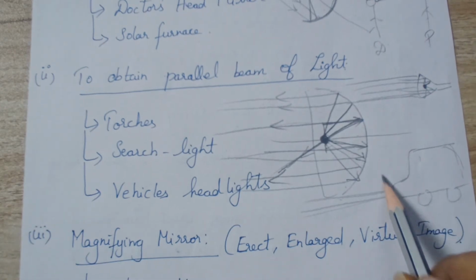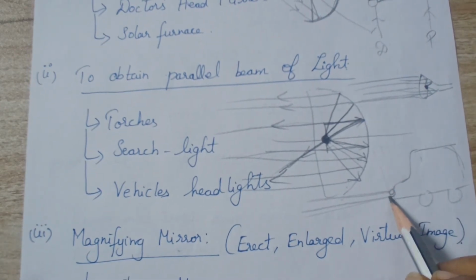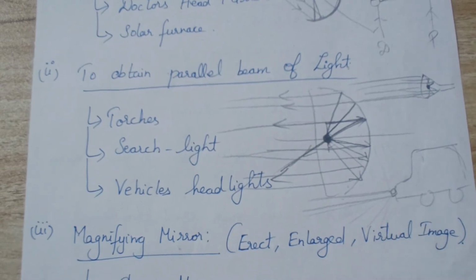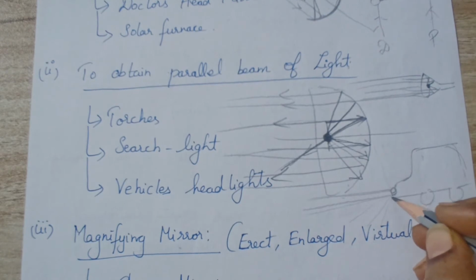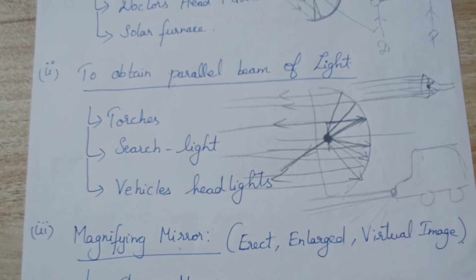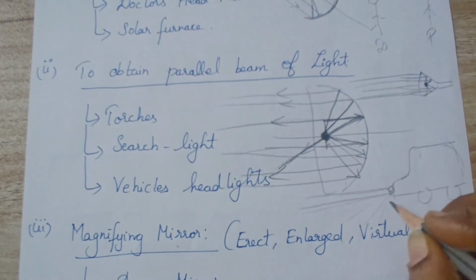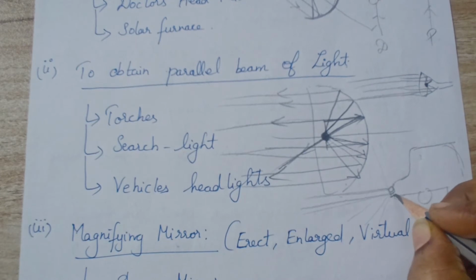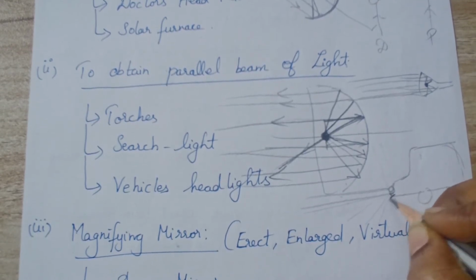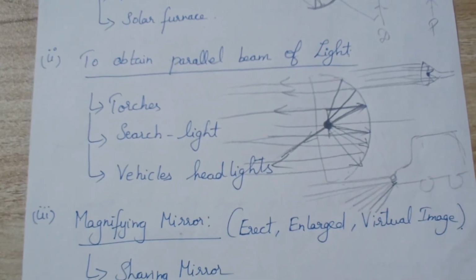Okay, your light will not be focused like this, right? But you can see the light downwards also. How you can see the light downward also means, in the vehicle you will have a mirror to deflect the lights. Some arrangements are there to deflect the light, so that the parallel beam of rays will fall in the downward direction also, so that you can see the ground. So to get the parallel beam of light, this concave mirror is used.